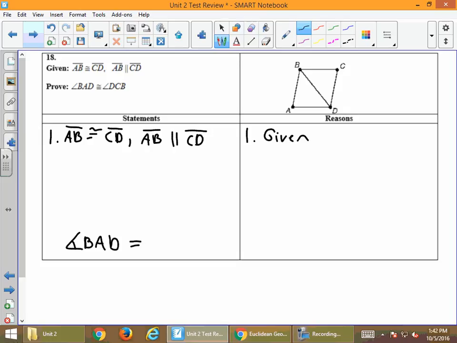Angle BAD is congruent to angle DCB. Alright, good. That's guaranteed three. If you don't have these, you're not writing anything down. Now, a red flag goes up in your mind. Why? Yes. Well, that's a red flag.